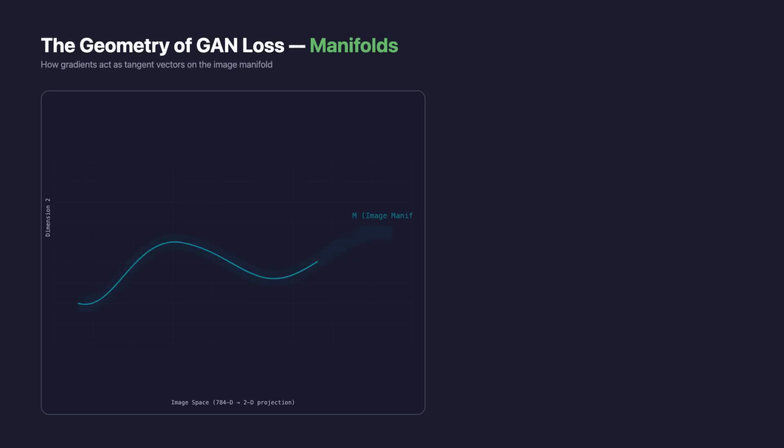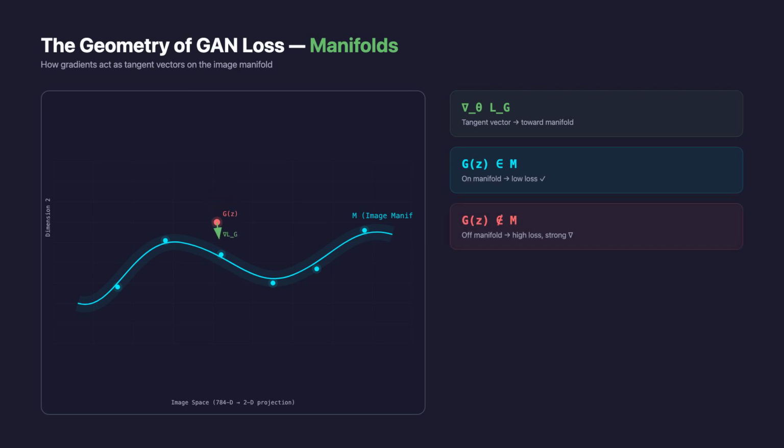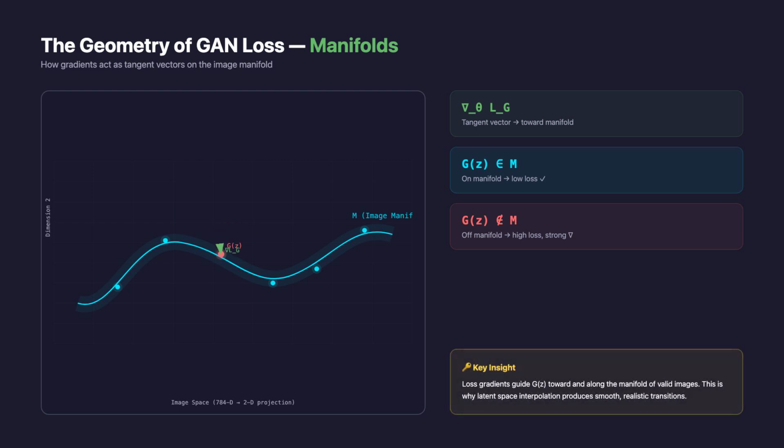Now let's see why this minimax loss actually works geometrically. Imagine all 28 by 28 images as points in a massive 784 dimensional space. Real images, shoes, shirts, bags, don't fill this space randomly. They lie on a thin curved surface, a manifold embedded in that high dimensional space.